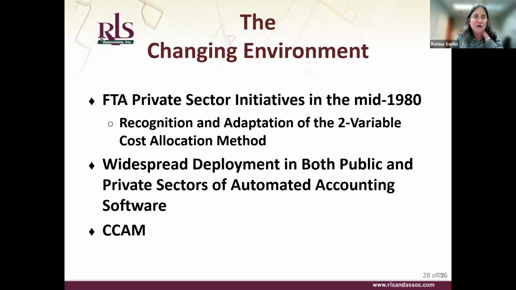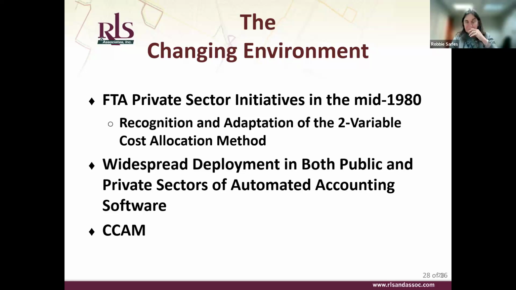Also, one of the things that occurred is that back in the mid-'80s, Price Waterhouse created a two variable cost allocation model that in the last 30 years or so has become the standard, at least for FTA and public transit entities. So there's already a standard approach to cost allocation that's been in practice for years.